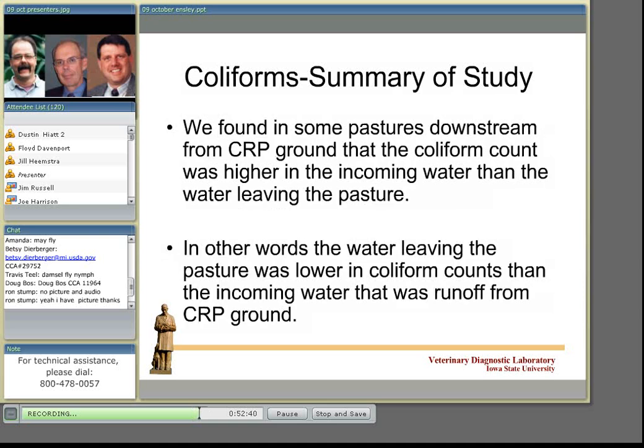In particular, in some of the pastures, the downstream water from even CRP ground, which we anticipated would have lower coliform counts, was actually higher in some instances in the incoming water than in the water leaving the pasture. So we were surprised to find that some of the upstream water coming into the pastures was actually higher in coliform than what was leaving downstream.